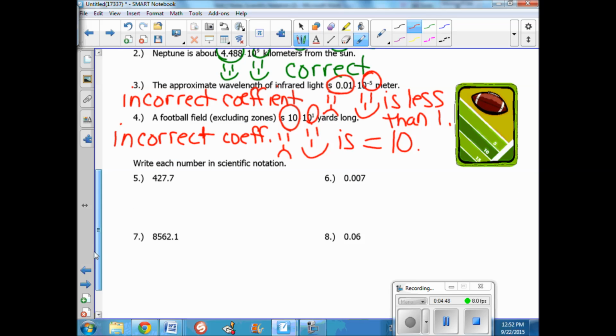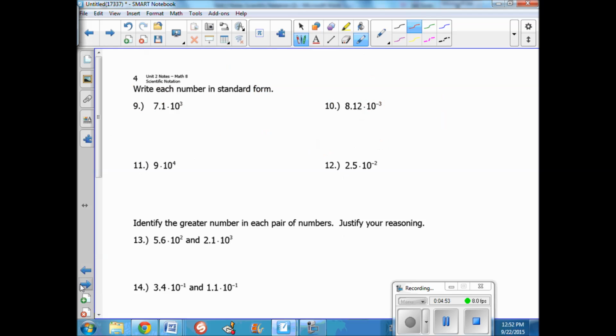So let's skip ahead. We're going to come back to 5 through 8. Let's go over here to write each number in standard form. So we've got scientific notation. Let's work backwards, okay, to standard form. So 7.1 times 10 to the third power means times 10 three times. So let's find out what that value is. So 10 times 10 is 100, and 100 times 10 is 1,000. So 7.1 times 1,000 should give 7,100.